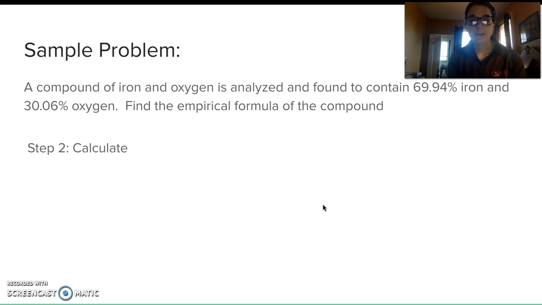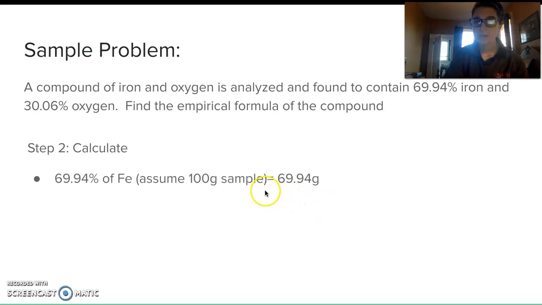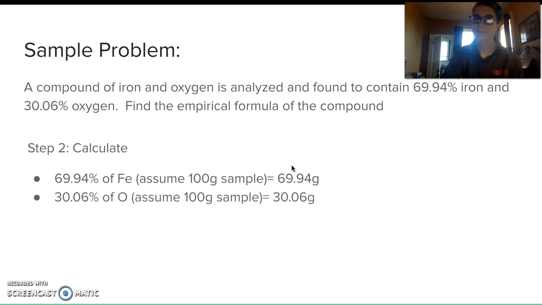Next, we're going to calculate using that little rhyme. So percent to mass, we're going to assume 100 grams of the sample. So we are going to assume that 69.94% of iron in a 100 gram sample would be 69.94 grams. For oxygen, same thing, 30.06% of 100 would be 30.06 grams.